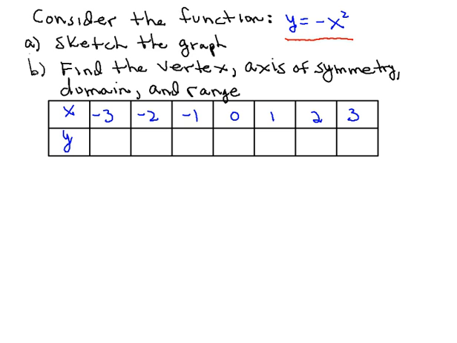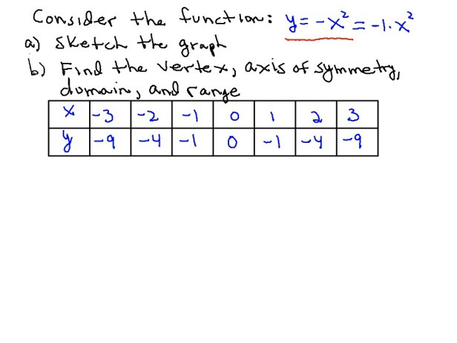Now I want to stress before we fill in the table what the negative x squared actually means, and let me state this here at the top, negative 1 times x squared. So that'll tell us, because of the order of operations, we want to square the x value first, then multiply the result by negative 1.